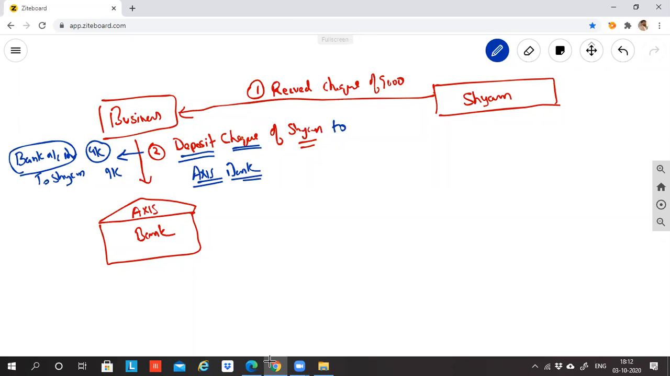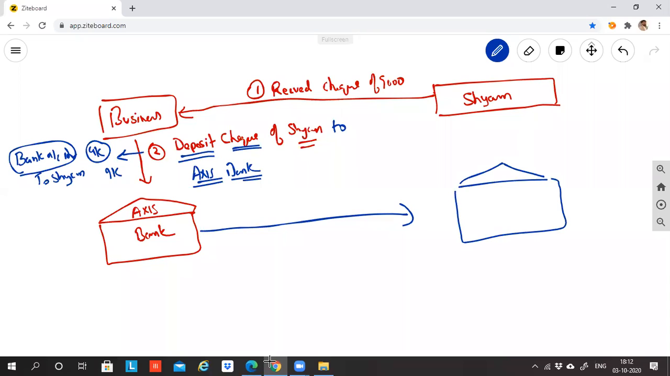Now what will happen is, once the accountant deposits the check in the bank account, this Axis Bank will take this check and go to the bank of Shyam. Shyam would have maintained the account in, let's say, SBI. SBI is another bank. So Shyam gave the check to the business, right? Shyam has an account in the SBI bank, so the check that Shyam gave is an SBI check. This SBI check, our business accountant has deposited in the Axis Bank.